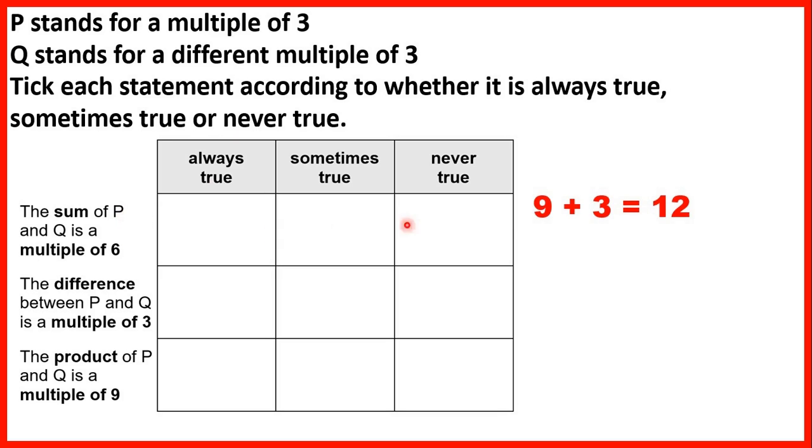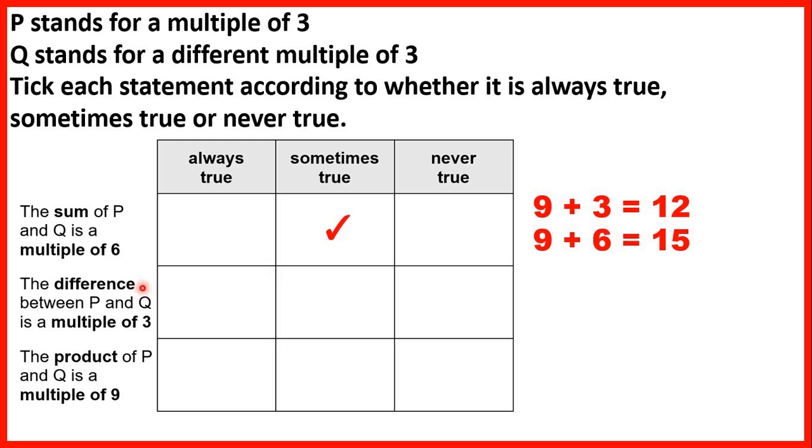So if P is 9 and Q is 3, that would give a sum of 12. 9 and 3 are multiples of 3 because they're numbers in the 3 times table, and 12 is a multiple of 6 because that's a number in the 6 times table. But if we try something else, so if we try 9 plus 6, 9 and 6 are multiples of 3, but 15 is not in the 6 times table, so this statement is sometimes true.